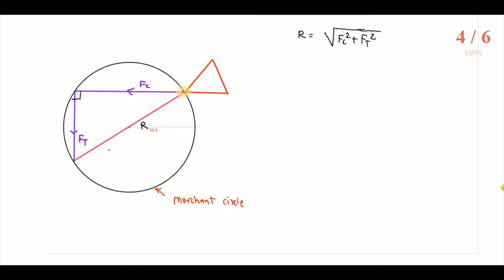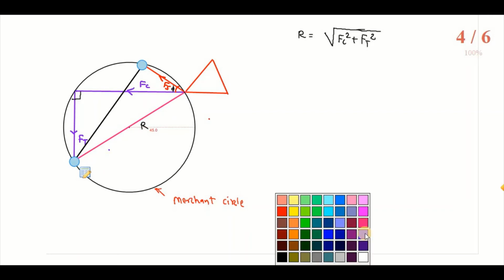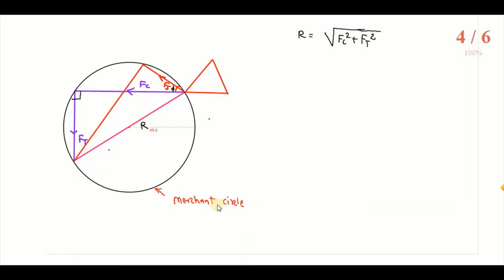So along this shear plane we are having the shear force, in the direction of the shear plane, which is making angle phi, that is shear plane angle, and normal to that shear force we are having FSN.